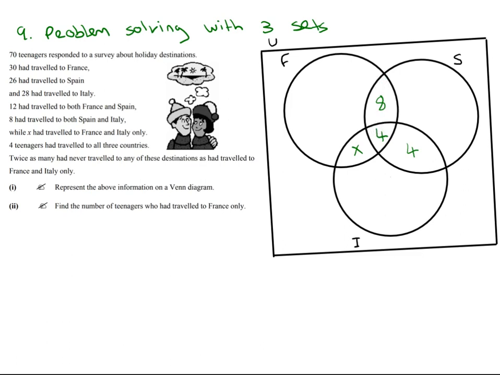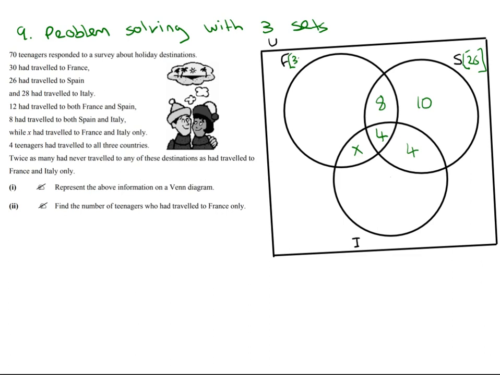So from there, work it out. Spain is probably the easiest one to fill in because 26 had travelled to Spain. I'm going to make this a small bit easier for myself here. So I'm going to put the number 26 in here, so I know that total must be 26. 8 and 4 is 12, plus 4 is 16. 26 minus 16 is 10. So the full region in Spain, when you add them up together, you get 26.